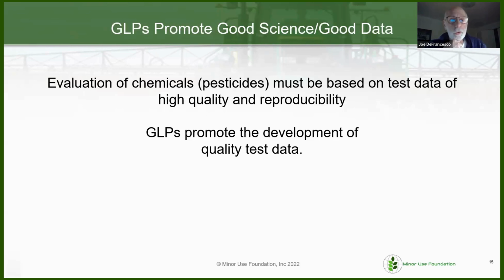GLPs promote good science and good data. So when you evaluate a chemical, in our case, pesticide, the data has to be of high quality and reproducibility. Otherwise, the data set is not valid. GLPs, you'll see, help promote the development of quality test data, and that's what we're after, quality test data. Next.